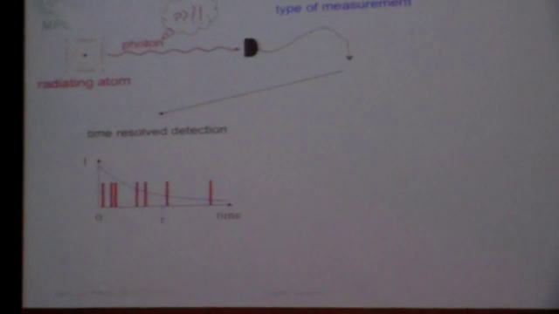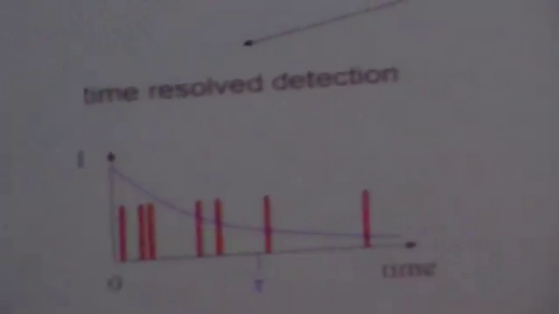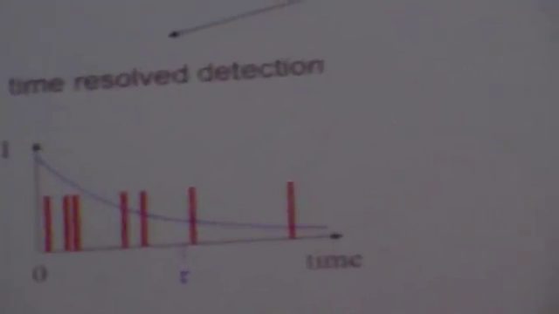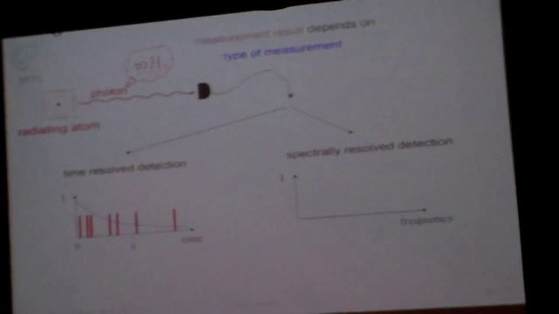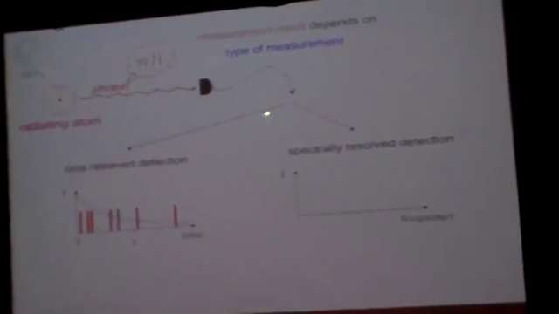But we can also do a different experiment. We can do a measurement in the frequency domain, and you know that time and frequency are conjugate variables. So let's see what we get there. They are basically mutually exclusive. That means we cannot do both measurements at the same time without introducing noise or uncertainty. So we do the same experiment.